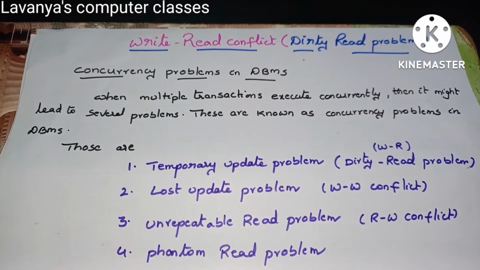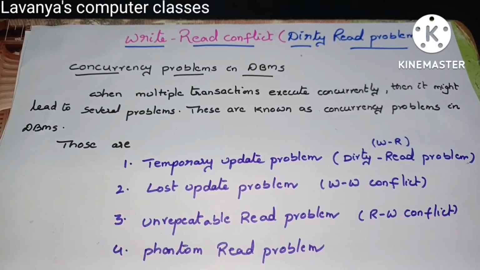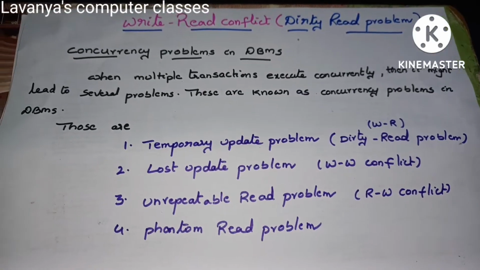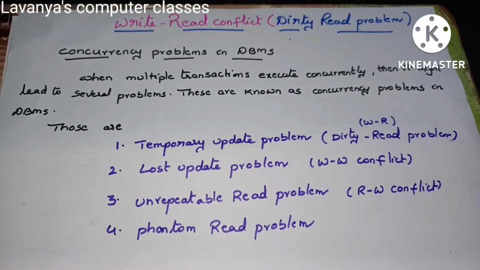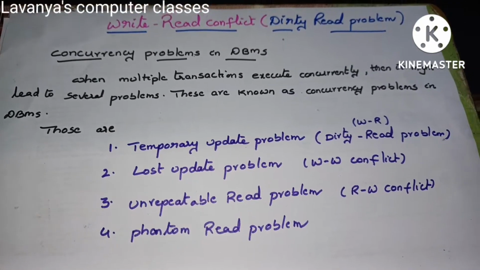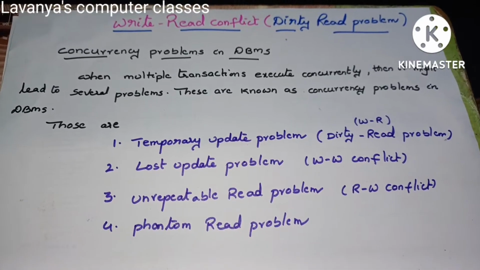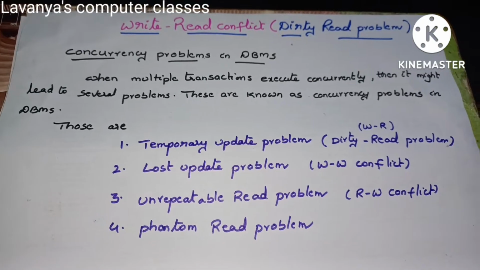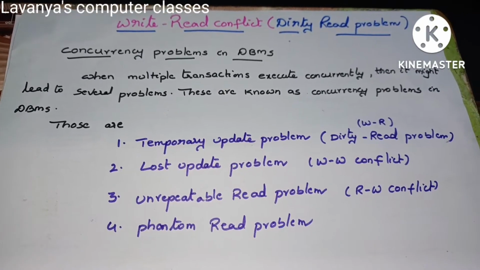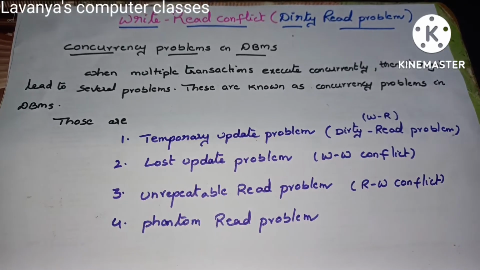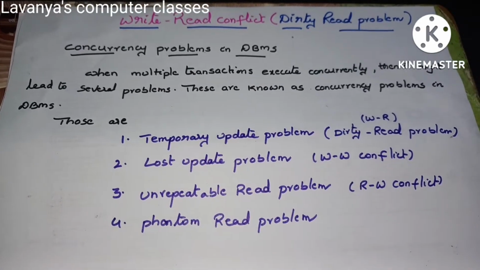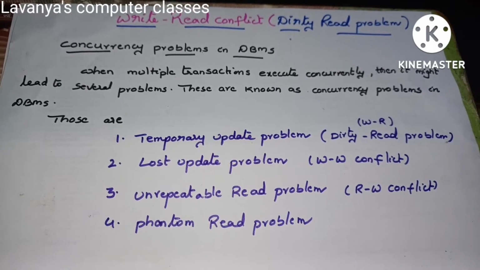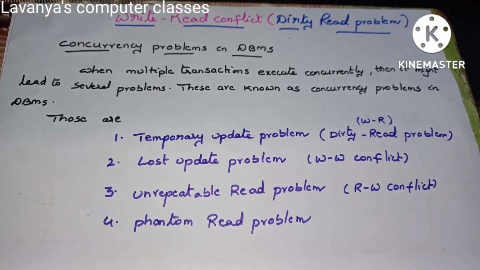In this video, I will explain concurrency problems in DBMS. Concurrency means whenever we are doing the transactions simultaneously, like parallel scheduling, non-serial scheduling. Whenever we execute the transactions in non-serial, that is called concurrency. That means a number of transactions executed simultaneously. So whenever we execute transactions in non-serial scheduling, we get some problems. Those problems are called concurrency problems.